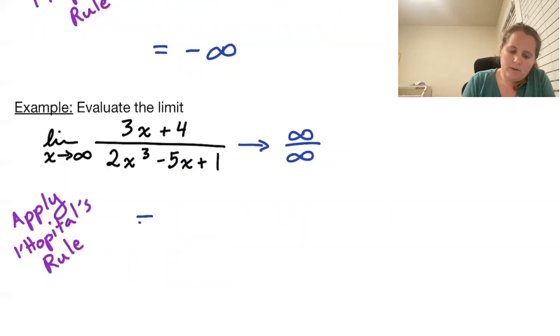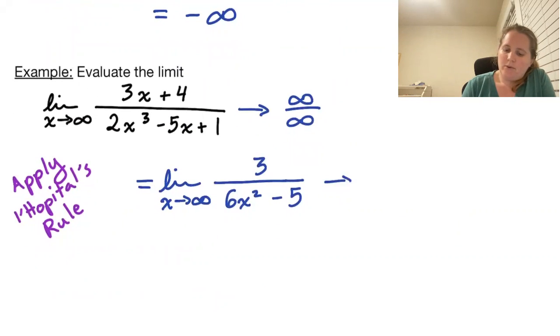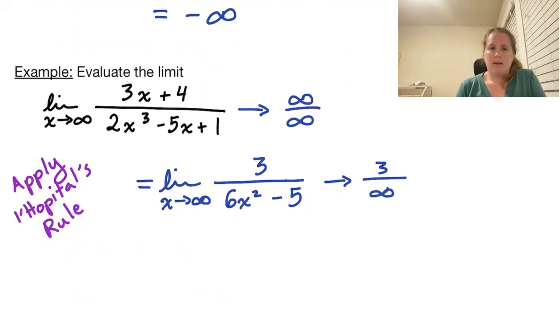And if we take the derivative of the top and the bottom, we still have our limit as x goes to infinity. Up top, we will just have 3. Down below, we'll have 6x squared minus 5. This limit, we know the top will stay at 3. The denominator will still go to infinity. And so this does, in fact, wind up giving us a limit of 0.